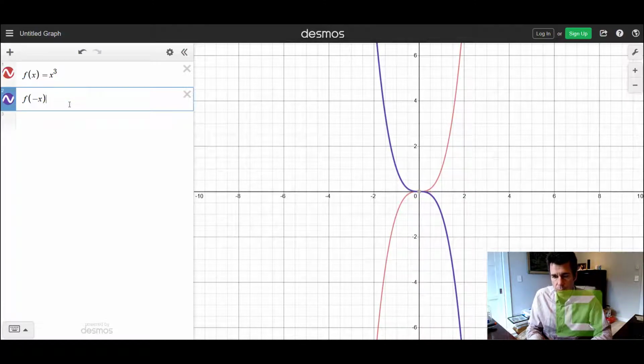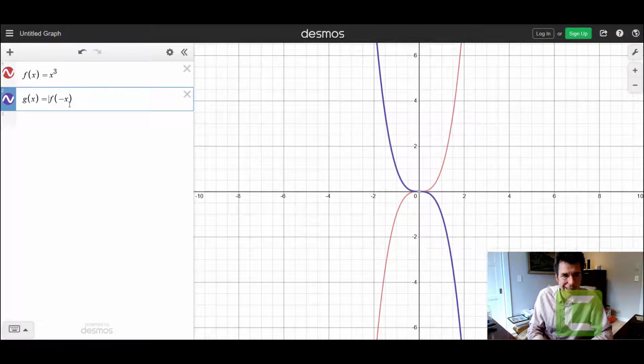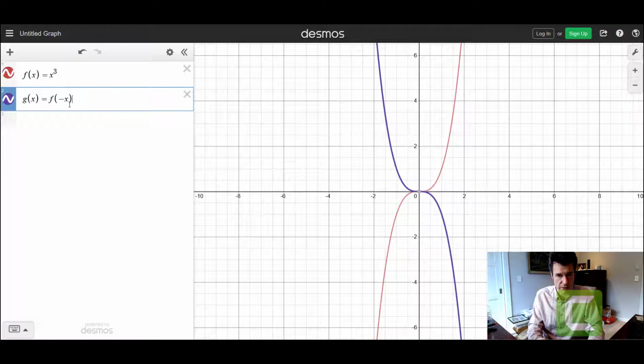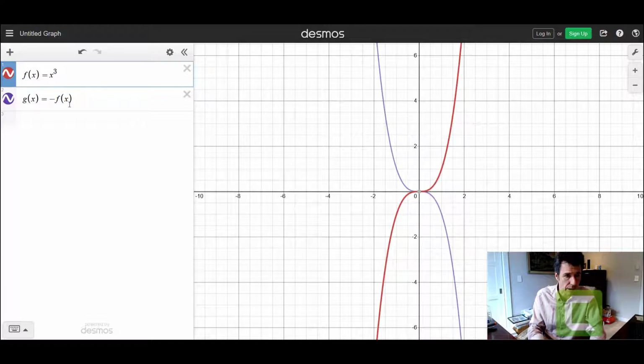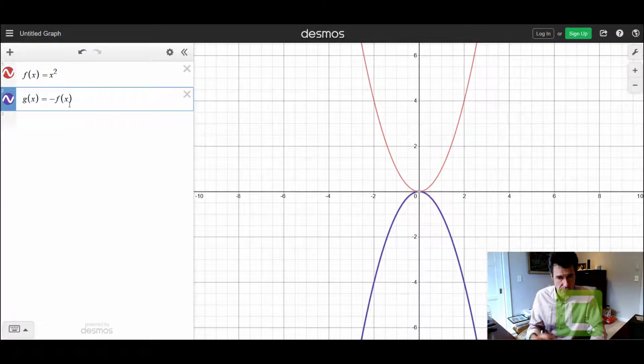But when we plug, let's call this g of x equals f of negative x, when we calculate g of 2, that's simply f of negative 2. So reflections, g of x equals f of negative x, reflects across the y-axis, and negative f of x reflects across the x-axis. We can probably see that one better by looking at x squared. Right, across the x-axis, the graph is flipped.